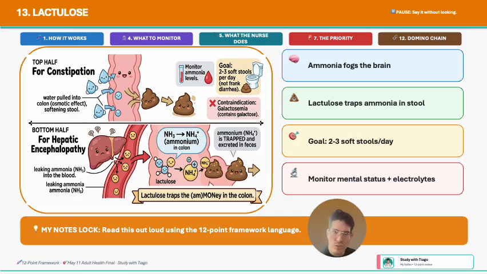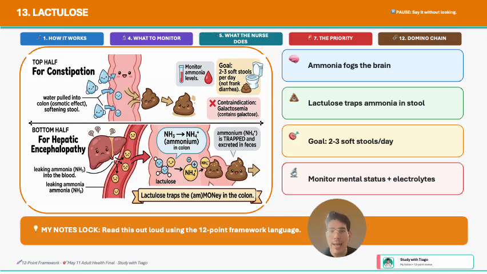Lactulose is used in hepatic encephalopathy because it helps lower ammonia. It traps ammonia in the gut and promotes excretion through the stool. The teaching point is the stool goal. The goal is usually 2 to 3 soft stools per day, depending on the plan. If they're not having any stools, ammonia may not be clearing well. If there is too much diarrhea, the patient can become dehydrated and lose electrolytes.